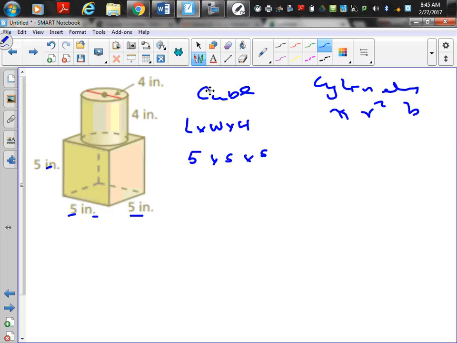Alright. Our cylinder is pi. How do you know it's 2? I don't see a 2 anywhere. We know we gotta have part. So R equals 2. Good. So we know we need pi, 2 squared, and then how tall is the cylinder? 4.